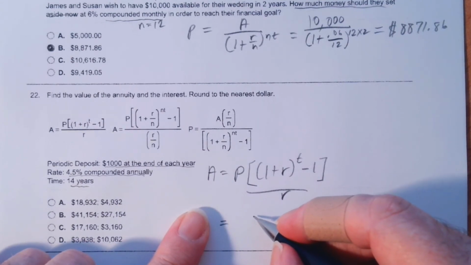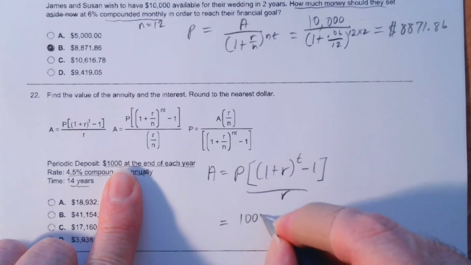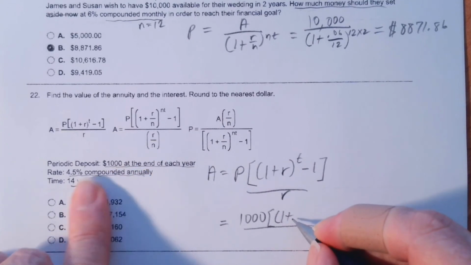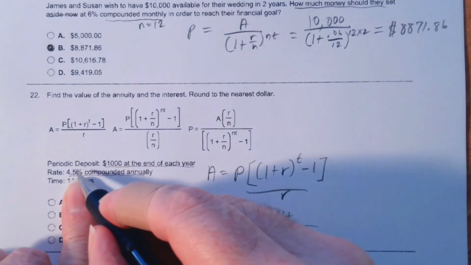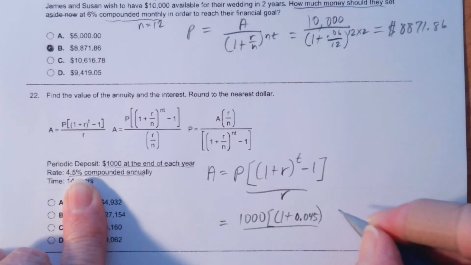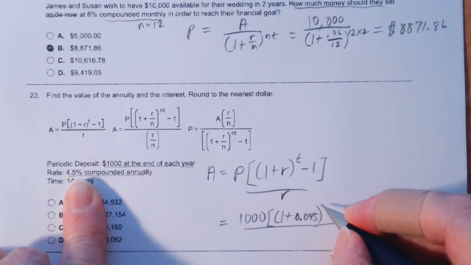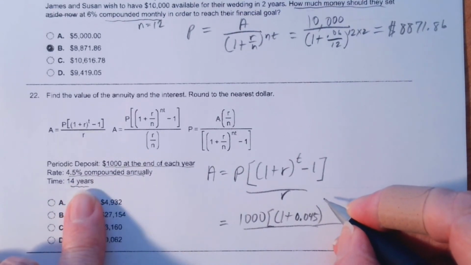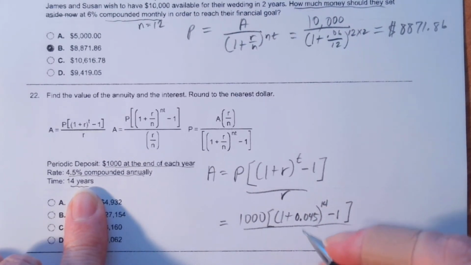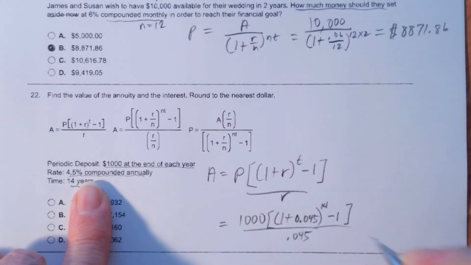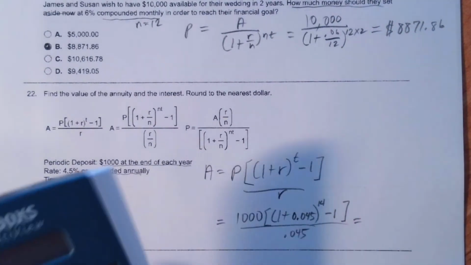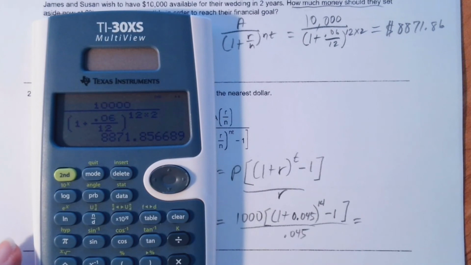So here our P is 1,000 times 1 plus our interest rate, which is 4.5%. We'll move that decimal 2 to the left, and we get 0.045, to the T power, which is 14 years, minus 1. And that's all over R, which is 0.045. All right, so you just want to make sure you can put that in the calculator correctly. Let's go ahead and do that.